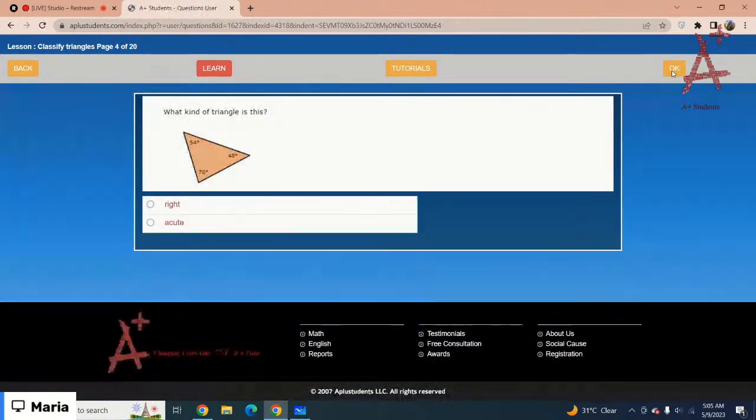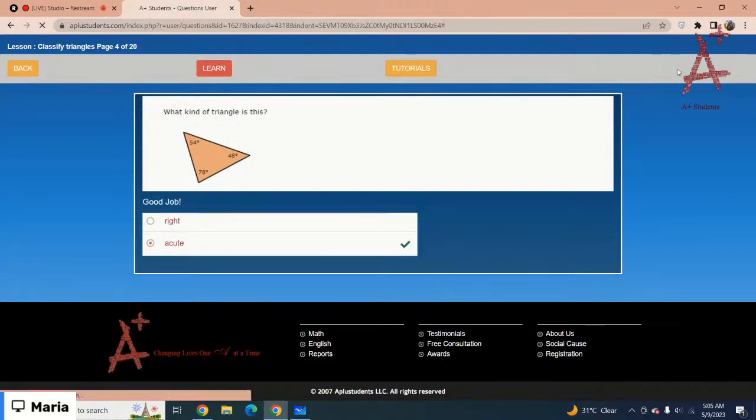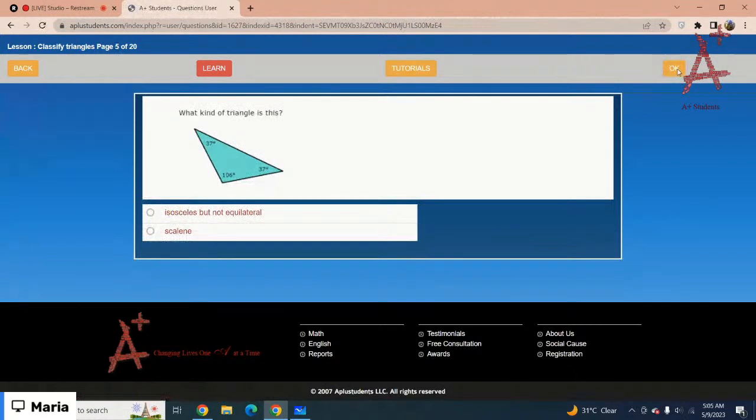Okay, what kind of triangle is this? Right or acute? Which is the correct option? Yes, equilateral, isosceles, and scalene. Yes, this triangle is an acute triangle. All the angles are less than 90 degrees, so it would be an acute triangle. Yes, a very cute triangle.